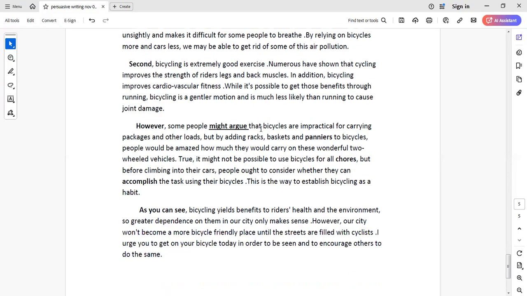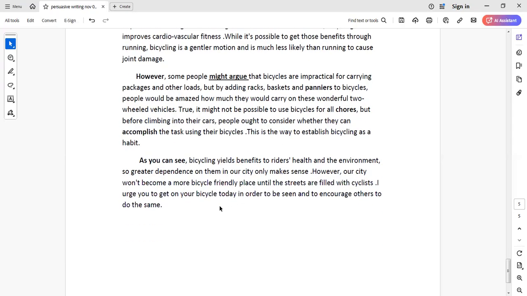And then the opposite side. However, some people might argue that bicycles are impractical for carrying packages and other loads. You don't leave them, but you attack them politely. And finally, you come to your good conclusion, a kind of summing up and call to action.